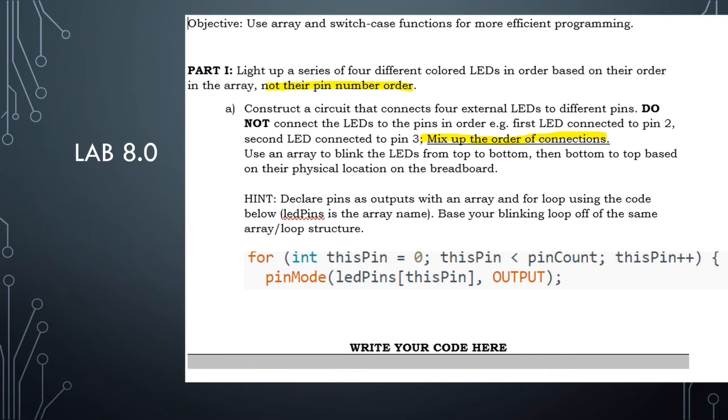All right, so I gave you a hint here. You'll want to declare all your pins as outputs using that array, and then you can use this little for loop I've given you as kind of an example, or you can look back through the other slides in the lecture for an example on how to do that. This is just a hint. It's an easy way to declare everything as an output. A for loop is a good way to do that. And then you'll be using your array to blink your LEDs in the physical order that they're on your board. And then of course you'll just be copying your code here.